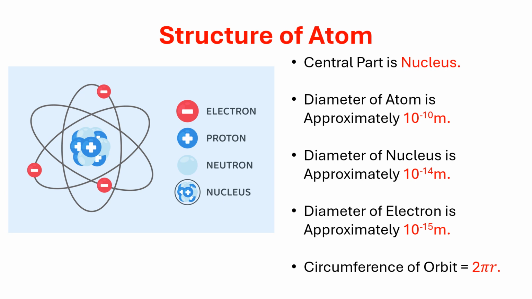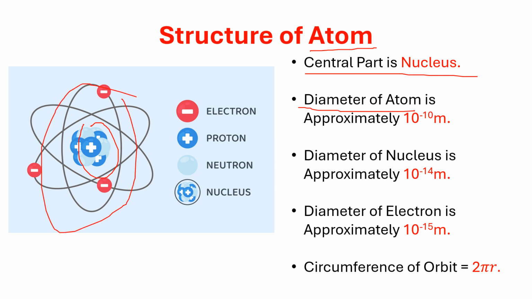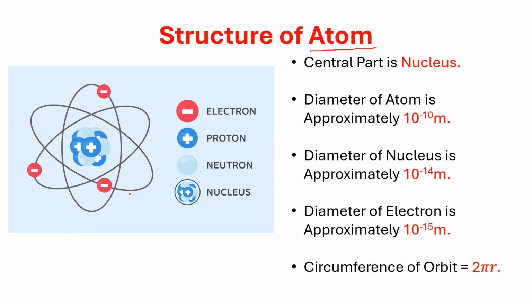Every substance in the universe is made of atoms. An atom consists of a central part, called the nucleus. The diameter of an atom is 10 to the power minus 10 meter. The diameter of the nucleus is 10 to the power minus 14 meter, and the diameter of an electron is 10 to the power minus 15 meter. Now we will see each and every part: electrons, protons, and neutrons.